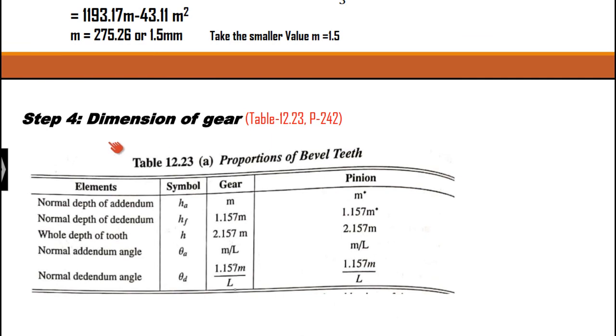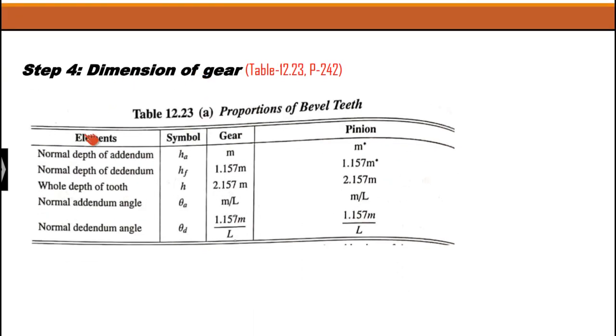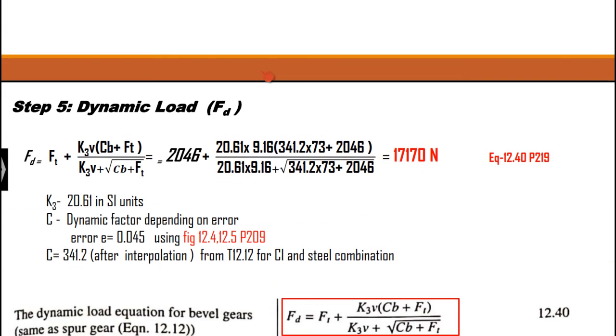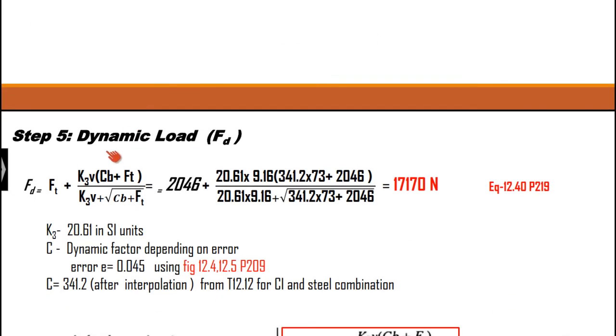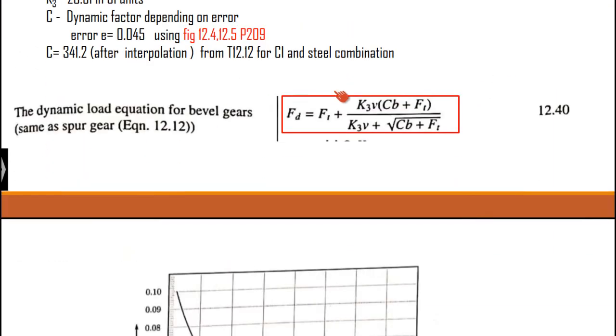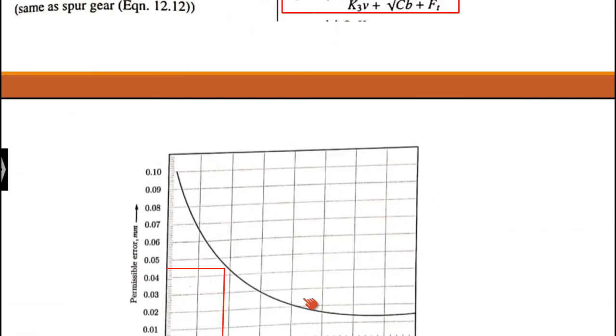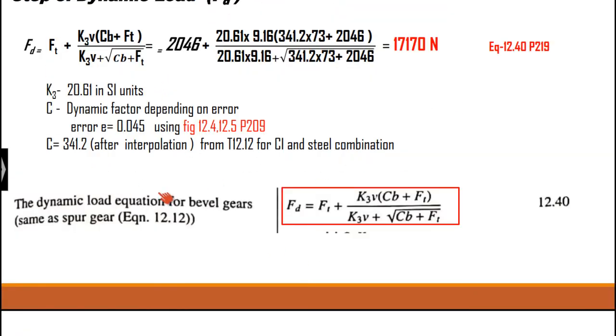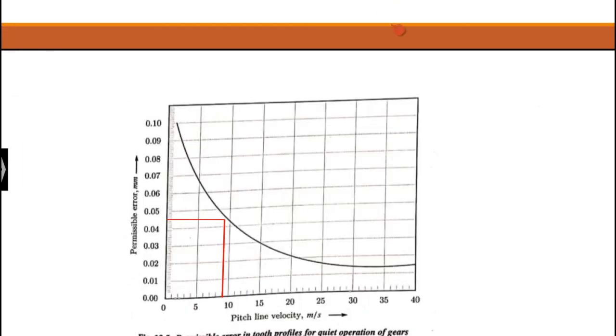Now obviously we have to go for the dimension calculation. All the data are provided in terms of module in table number 12.23, and using that, we follow the calculation of dimensions with the calculation of dynamic load, where this equation is very familiar, the same one we use for the spur gear. On substituting, we get the value of Fd as 17170 newtons, and obviously this has to be greater than the wear load, and the wear load we have also calculated. These steps are very familiar to you, because you know how to calculate the value of error and the value of C.